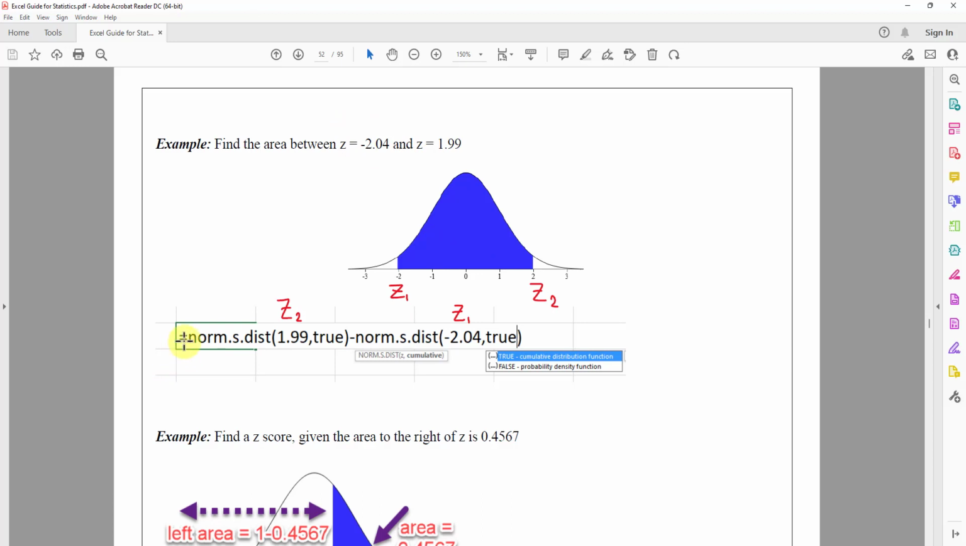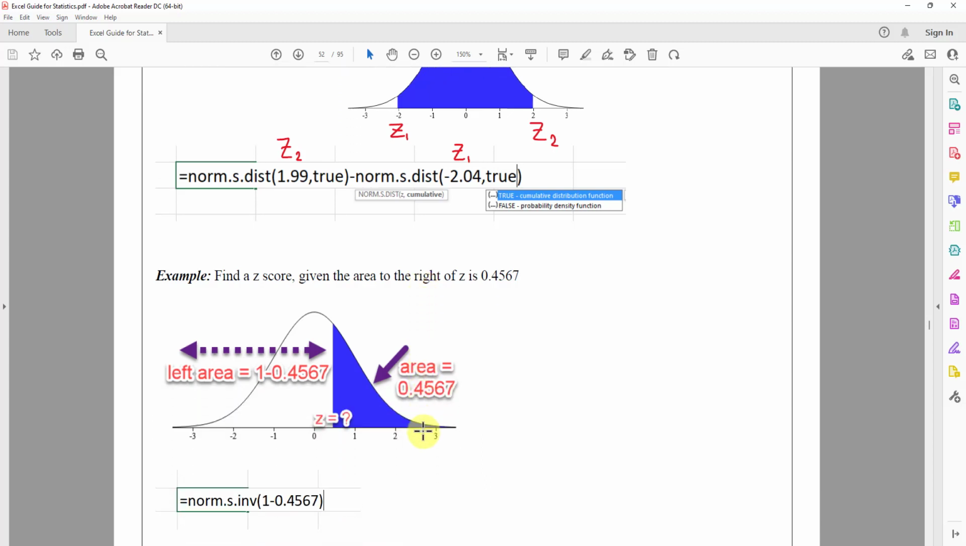Okay, so equal norm.s.dist open parenthesis 1.99, which is the upper number, comma, true. If I use S, I do not need to specify the mean and the standard deviation. And then minus the small area on the left of negative 2.04 to get me the area in the middle.